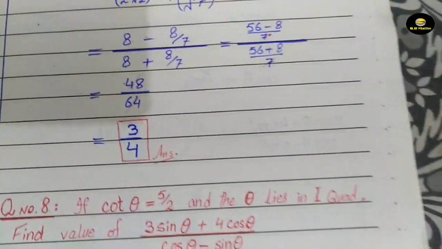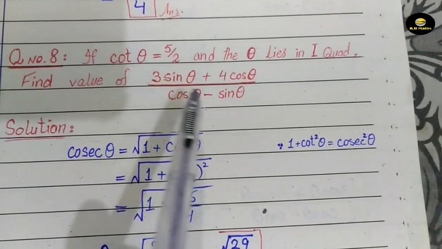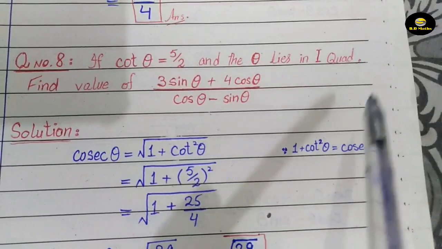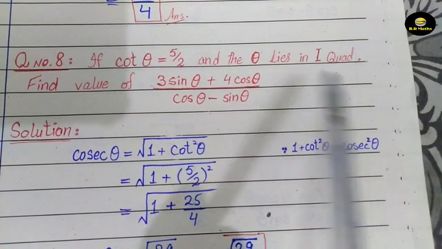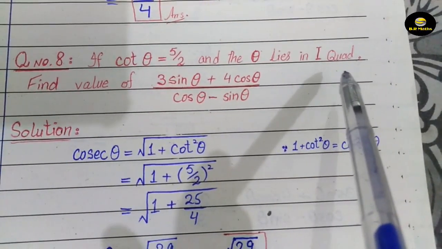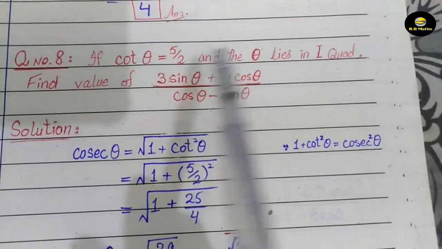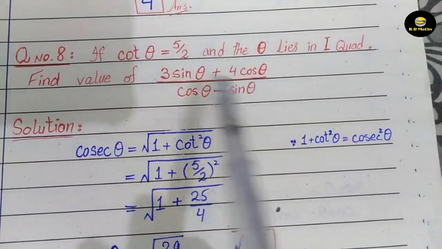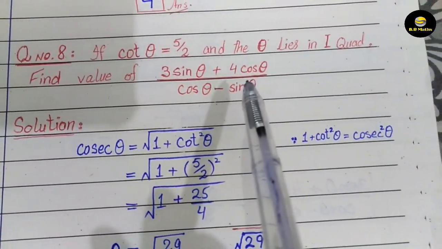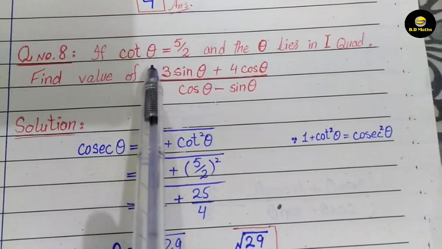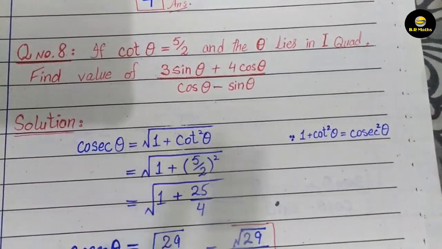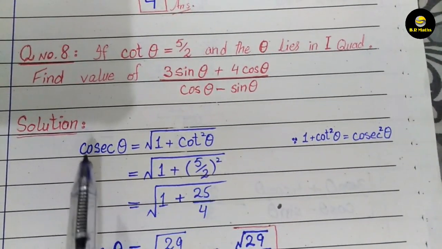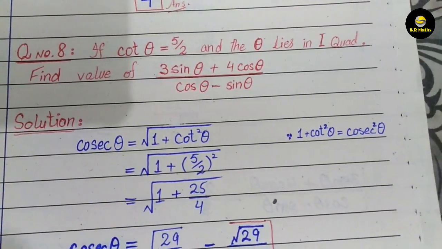And similarly, the next question of this exercise: if cot theta is given as 5 by 2 and theta lies in the first quadrant. According to this statement, again all values are positive, and find the value of 3 sine plus 4 cos over cos minus sine. It means we need sine theta and cos theta. So according to the given relation cot theta, by using the identity 1 plus cot square is equal to cosecant square, so cosecant is equal to square root of 1 plus cot square.